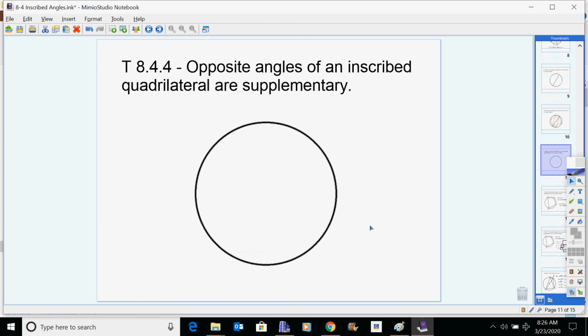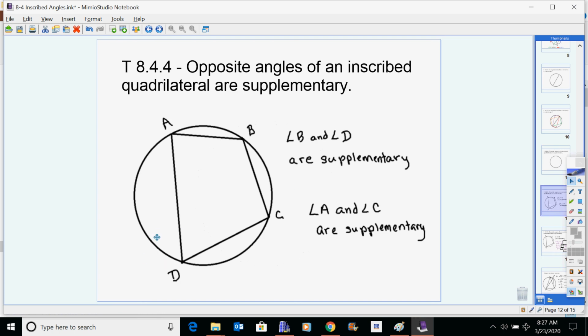Now here's an interesting theorem. If you have an inscribed quadrilateral, remember, a quadrilateral is a four-sided figure, so to draw an inscribed quadrilateral, if you sketch out a circle, all you'd have to do is put 4 dots on there and connect them all. And you've got your inscribed quadrilateral.